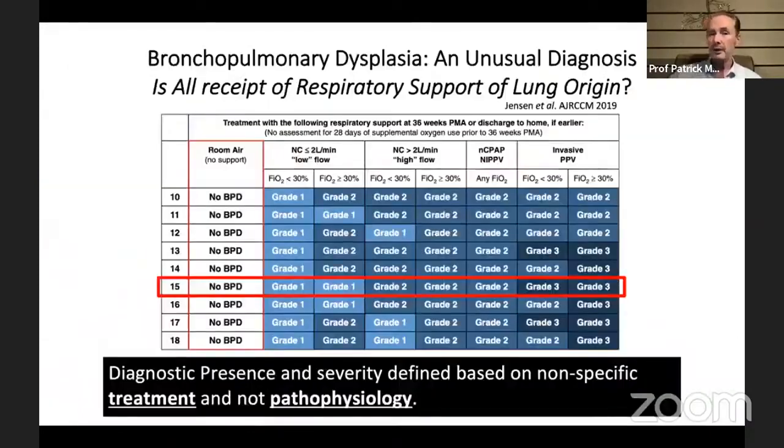But more importantly, if we think about BPD as a diagnosis, it's actually not really a diagnosis. How we define it, and this is Eric Jensen's very good criteria, but they still define it not as a disease, but by the receipt of therapy. If you need oxygen, if you need CPAP, if you need mechanical ventilation, you have BPD. This is the receipt of therapy.